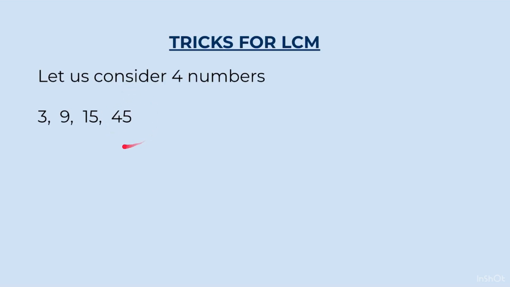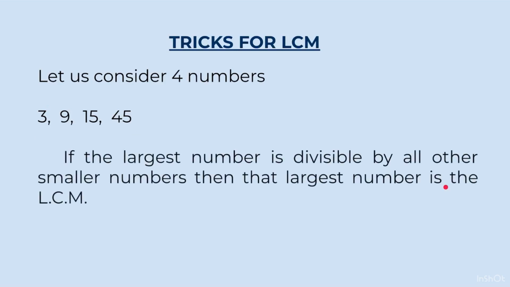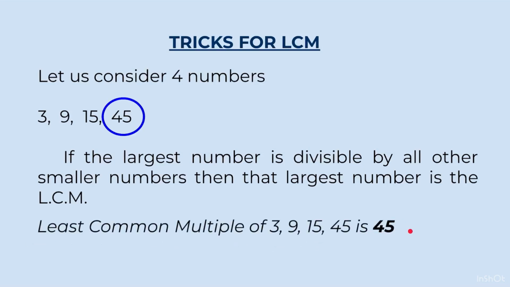So we'll start with the greatest number, 45. Now we check the other numbers. If all of them are divisible by 45, then this number becomes the LCM. As per divisibility rule, you know 3 is divisible by 45, 9 is divisible by 45, and 15 threes is 45. So 15 is also divisible by 45. Now since all the other 3 numbers are divisible by 45, therefore 45 is the LCM. If the largest number is divisible by all other smaller numbers, then that largest number is the LCM. So in this particular case, 45 is the LCM.